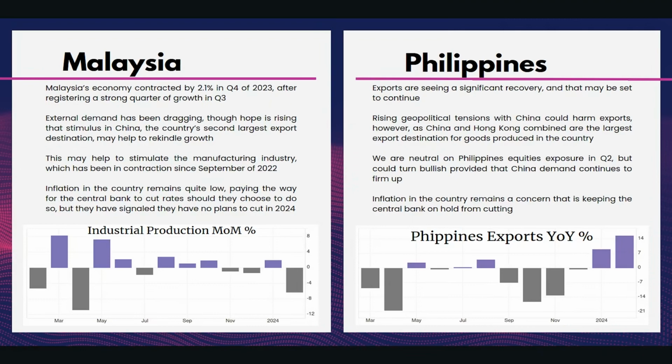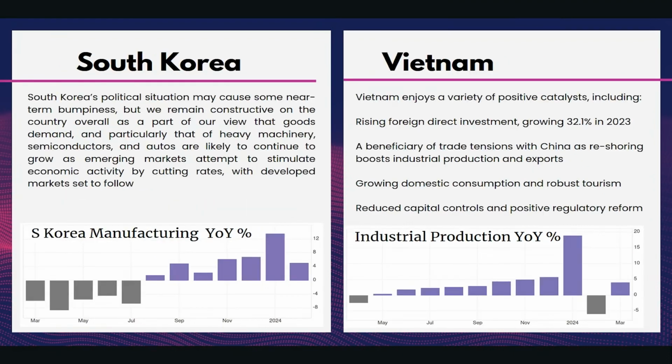So really what we want to be watching most closely for the Philippines to see whether or not it's time to turn bullish is that return of demand, strong demand from China and Hong Kong, tempering inflation, and more talk from the central bank that they're willing to start cutting rates. Until we start seeing those all line up, we're still a little cautious here. Let's move over to South Korea and Vietnam.